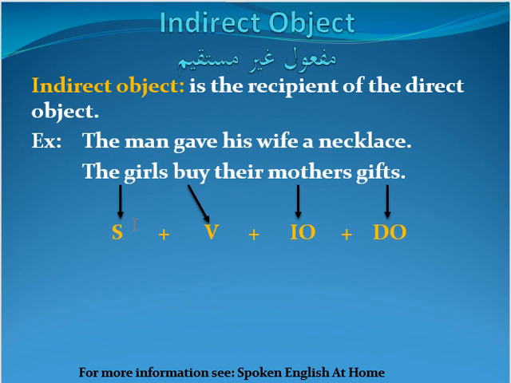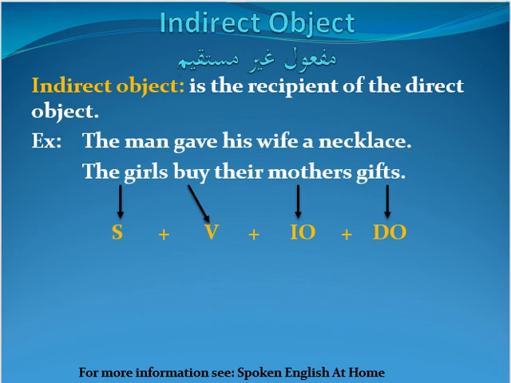For example, the man gave his wife a necklace. What is the man? The man is the subject. What is gave? Gave is the verb. And what is his wife, or specifically wife? Wife is the indirect object. And what is necklace? Necklace is the direct object. In the second sentence, the girls buy their mother gifts. So what is the girls? The girls is the subject. And what is buy? Buy is the verb. What is their mother? Their mother is the indirect object. And what is gifts? Gifts is the direct object.